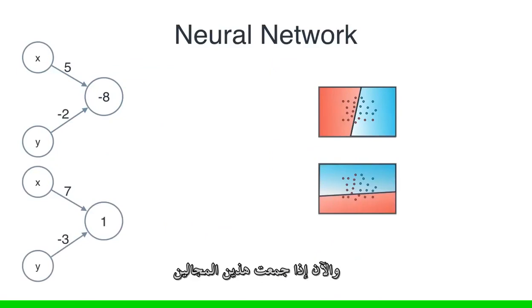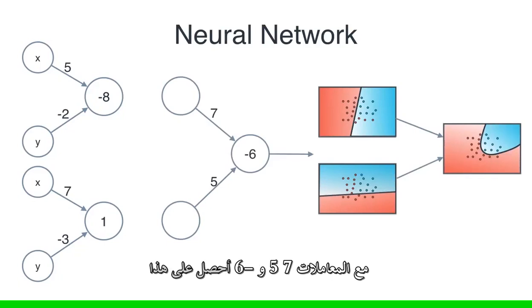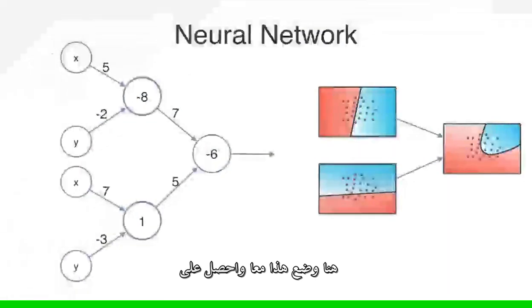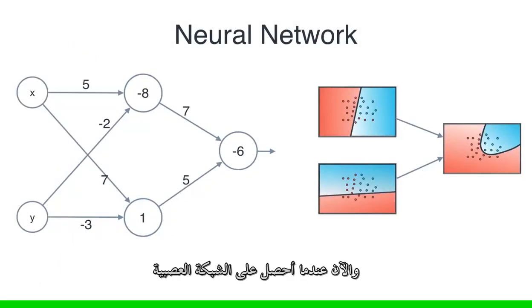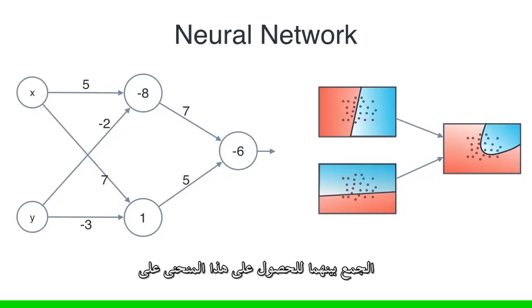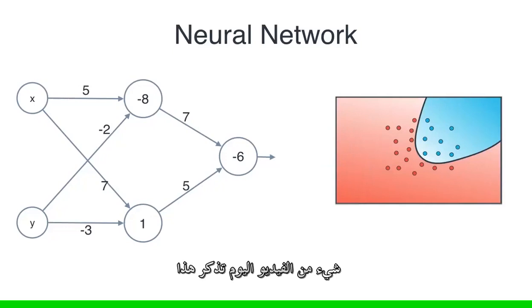And now, if I combine these two areas with coefficients 7, 5, and minus 6, I get this area on the right. And now the magic happens here. I put these together, and I get my neural network. I can clean it up a bit, and now when I get the neural network on the left with inputs x, y, and as coefficients all these numbers in the edges and inside the nodes, what I'm really thinking is that on the right I am having one area and another area and combining them to get that curve on the right. So if you're going to remember one thing from today's video, remember this.